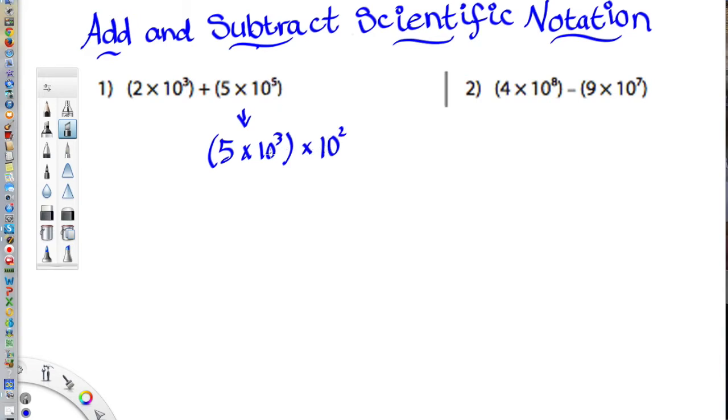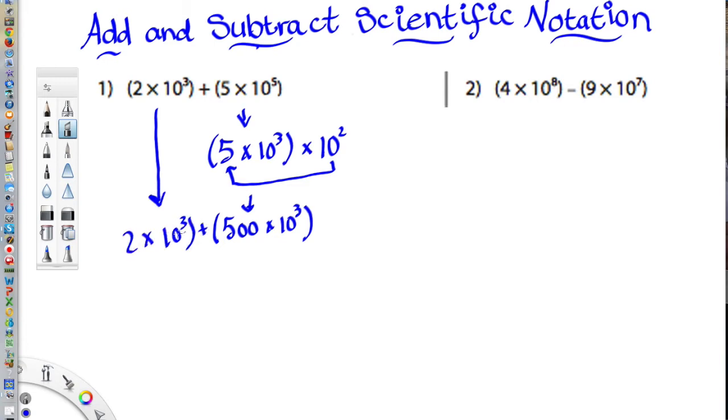It's all legal. If I multiply 10 to the third power times 10 to the second power, that's going to take me back to 10 to the fifth power. But instead of multiplying my exponents, I'm going to multiply 10 to the second power, which is really 100 because it's 10 times 10. I'm going to multiply that by 5 and look what I get. Now I have 500 times 10 to the third power. And now I'm going to bring down this part of the expression, 2 times 10 to the third power. And now I can add these because I have a common power 10 number.